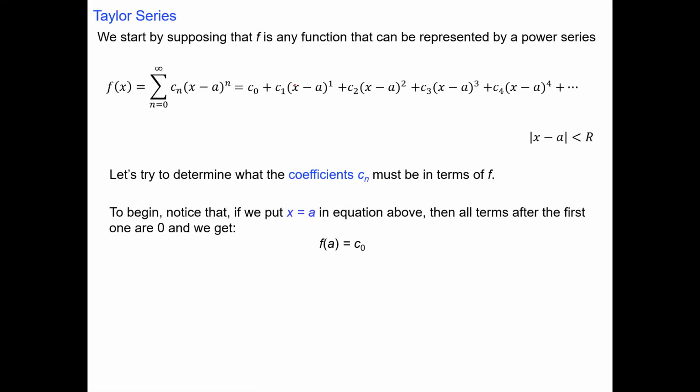If I substitute a instead of x, a minus a is 0, 0, 0, 0, and we will only end up with C sub 0, the first term. Okay, that means this is at least some connection. C sub 0 is always f of a. Really good. But let's keep working. That means this is the power series expansion, general form, and if x is a, it will be C sub 0.